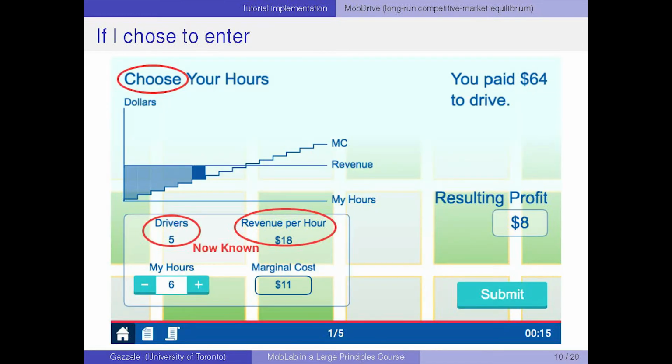This is one of the MobLab screens. In this case, this is a driver who had entered. There are 5 drivers who have entered. Because 5 drivers have entered, the revenue per hour is here. The student who has entered then gets to choose the number of hours, and as they change the number of hours, the marginal benefit goes up, and this is a nice graphical representation of do something as long as marginal benefit is at least as large as marginal cost.